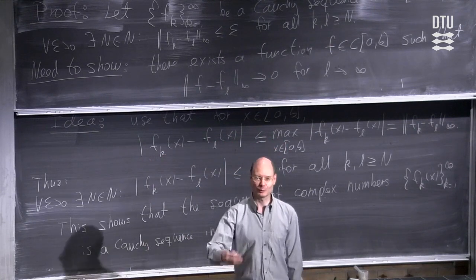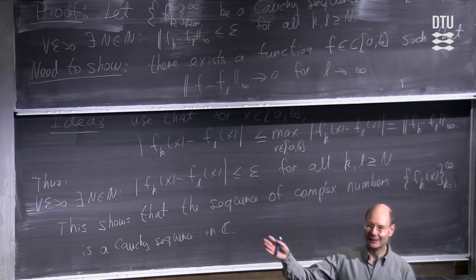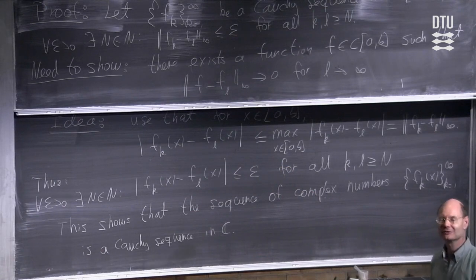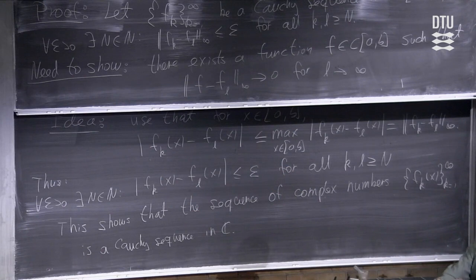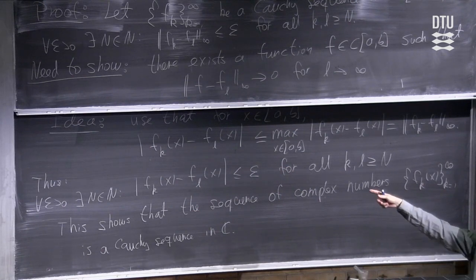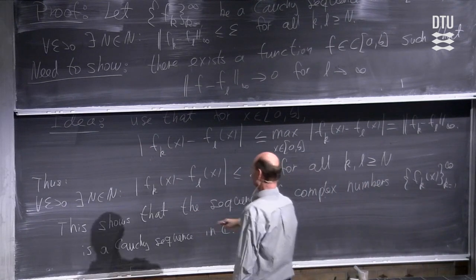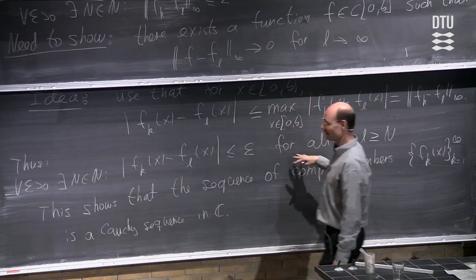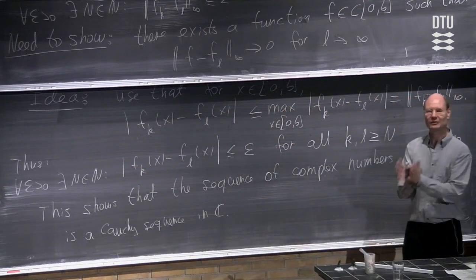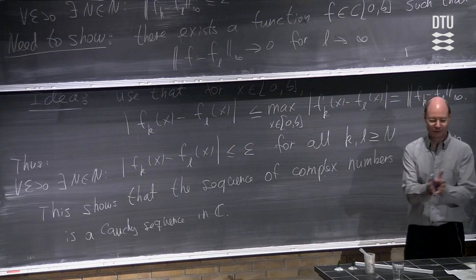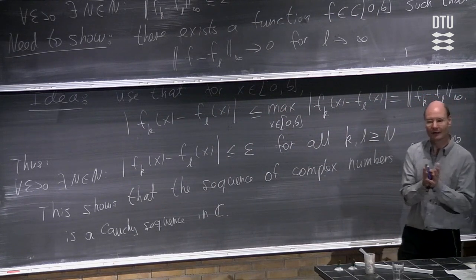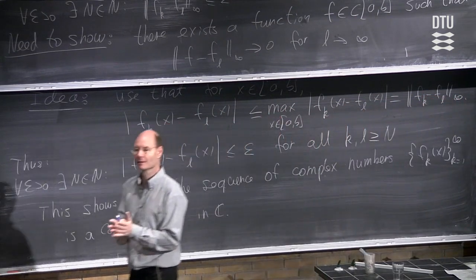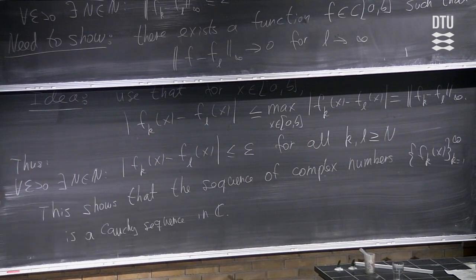So if you just went out of this room and you had to come back and then you should write down the definition of what it means that f_k(x) is a Cauchy sequence, and then you open your book or you look at the blackboard and see the definition, then this is exactly what you would write down. So now we have moved from having a Cauchy sequence in this vector space to having a Cauchy sequence in the complex numbers. How can we use a Cauchy sequence in the complex numbers?